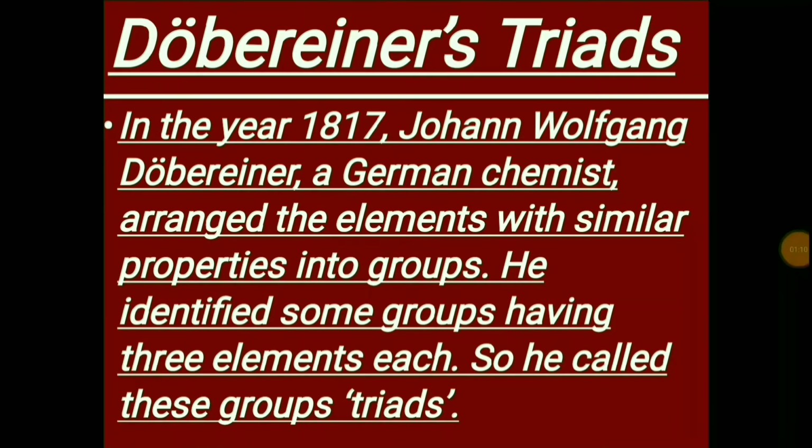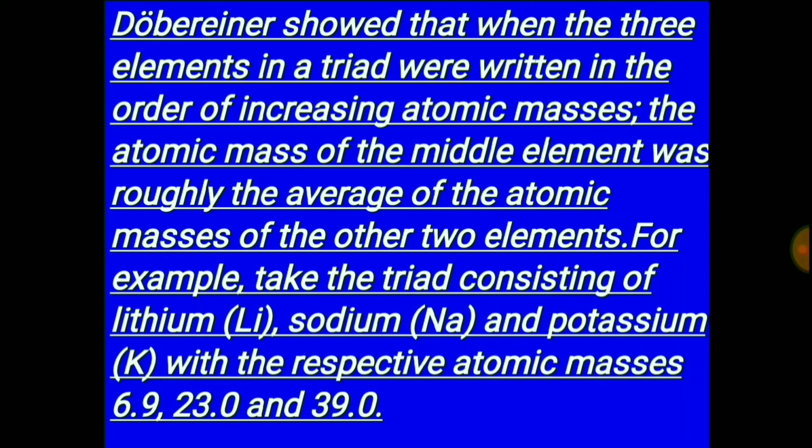Dobereiner's Triads. In the year 1817, Johann Wolfgang Döbereiner, a German chemist, arranged the elements with similar properties into groups. He identified some groups having 3 elements each, so he called these groups triads. Dobereiner showed that when the 3 elements in a triad were written in the order of increasing atomic masses, the atomic mass of the middle element was roughly the average of the atomic masses of the other 2 elements.